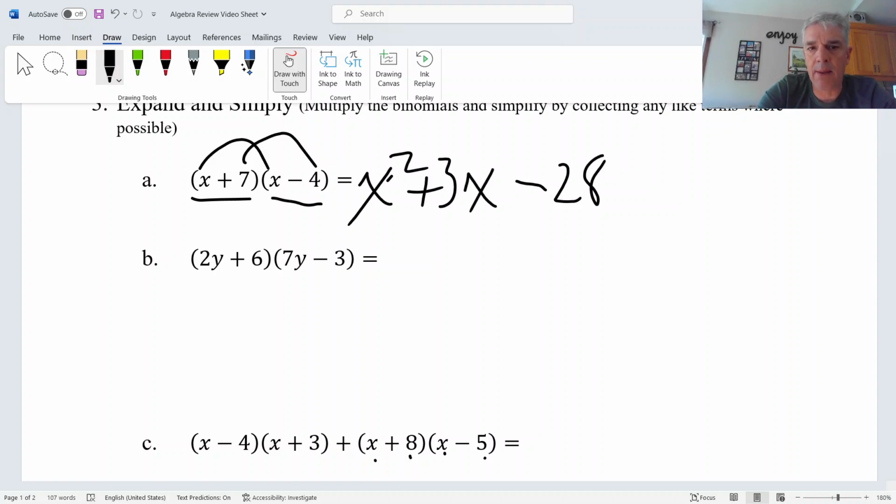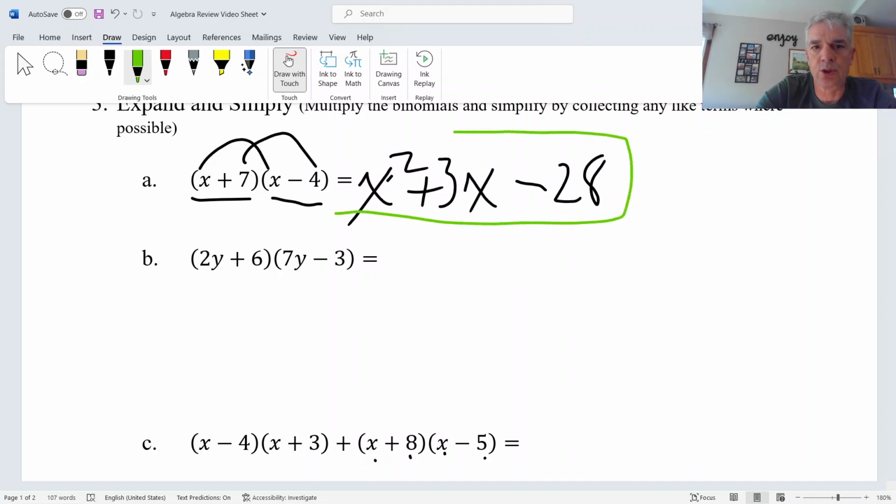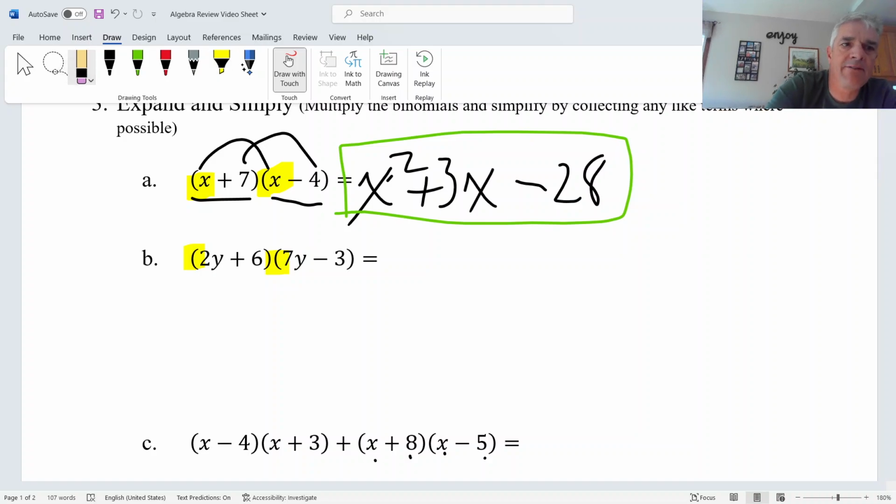Okay, so we end up with a trinomial, that is three different terms: x squared plus 3x minus 28. And that system works really well as long as, and I'm going to emphasize that, you have an x here and an x here. You cannot use this method if you have, as in the next question, a 2 and a 7 in front of the y's. We cannot do that. So we have to recognize when we can use that sort of cheater method.